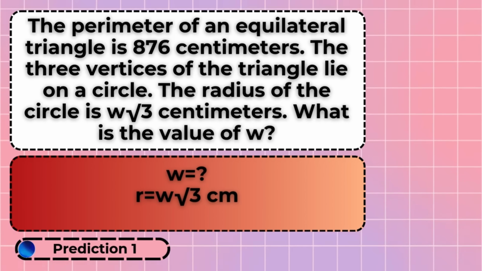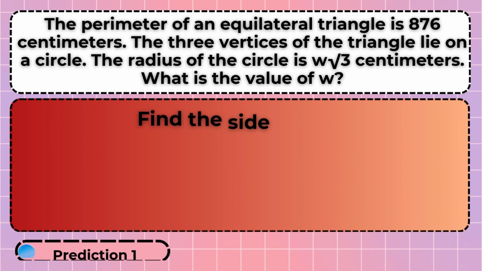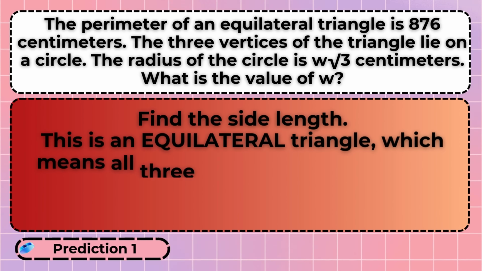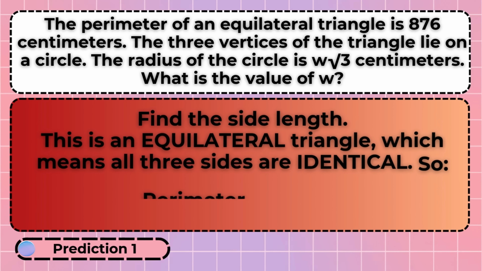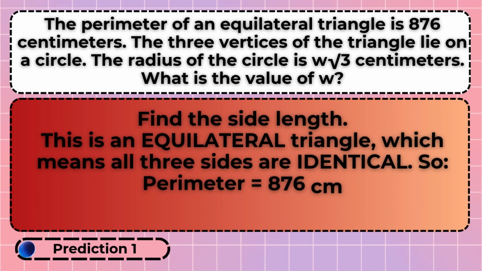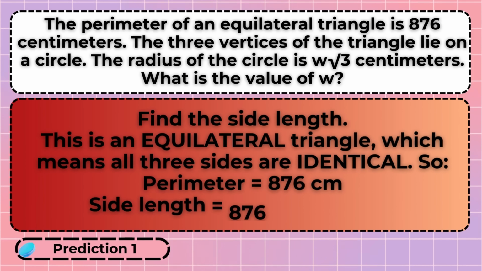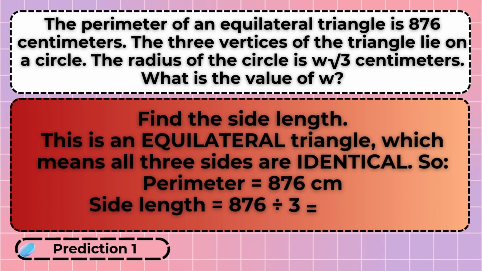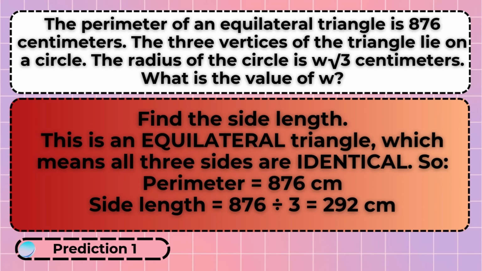Most students would panic right now, but not you. So firstly, we should find the side length. This is an equilateral triangle, which means all three sides are identical. So the perimeter equals 876 centimeters, and the side length would be 876 divided by 3, which equals 292 centimeters.